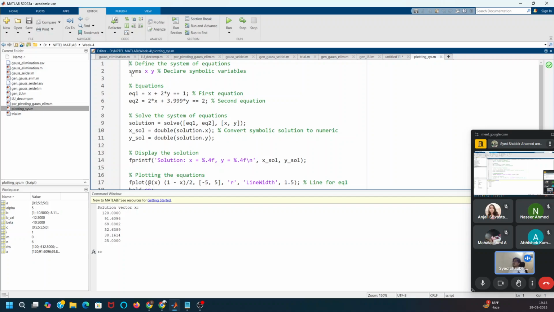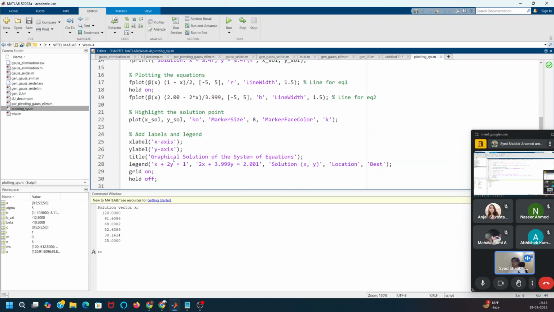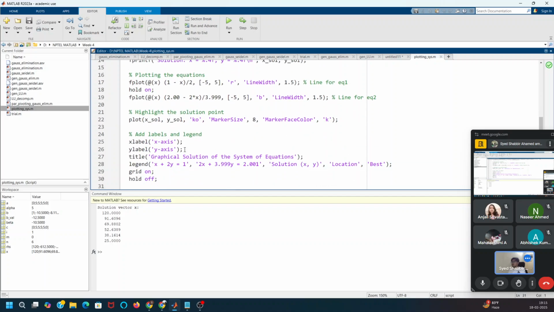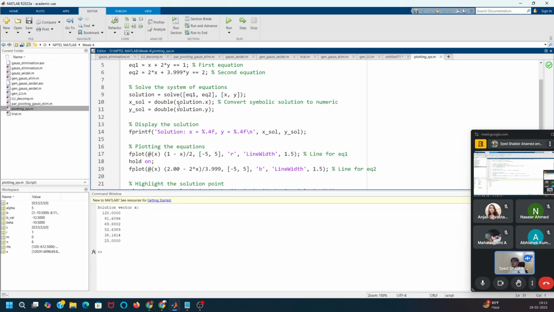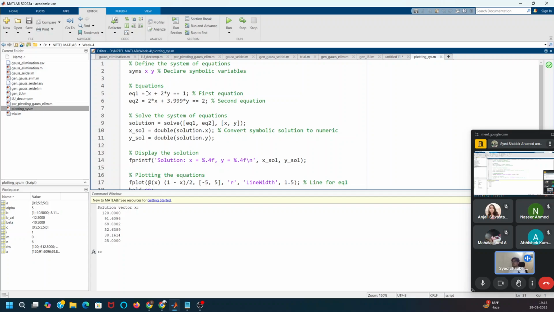So this is the same thing which I have plotted. Don't worry about the syms and all. I'm just using symbolic computations, declaring symbolic variables. I think we will learn this as we go into future modules of this course. So I'll plot this, and I am also finding the solution of these two equations.